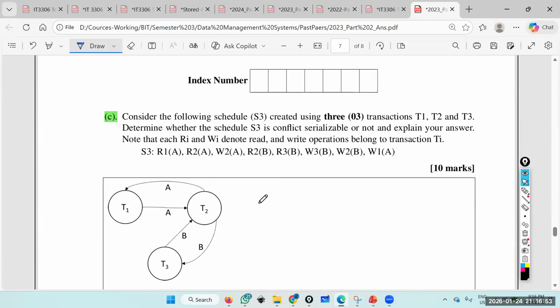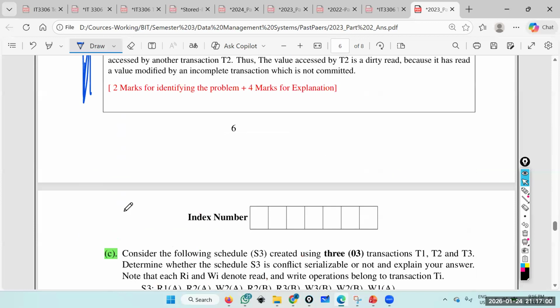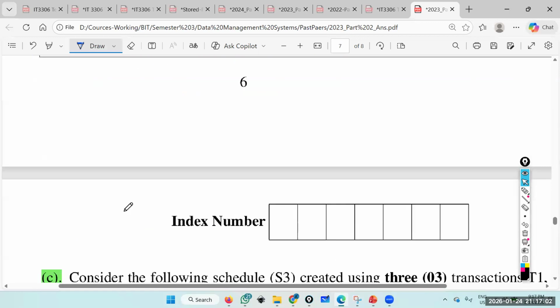Okay. Right. C part. So they have already given the precedence graph, it looks. No, this is the answer, right? Sorry. I thought this is the best part of the question.